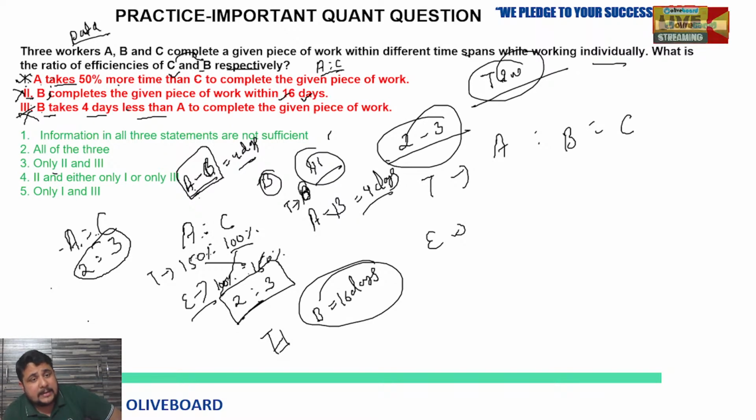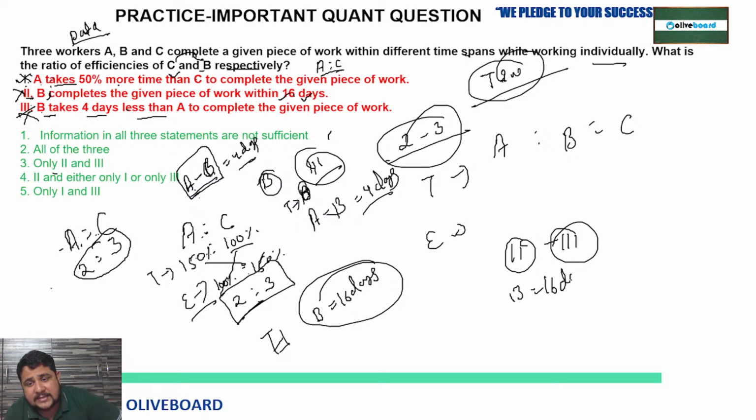But if you go with second and third even, so in the second, B completes the given piece of work within 16 days. So when you merge second and third, B is completing a task in 16 days. This is what is given. And what else is given? B takes 4 days less than A to complete the given task.